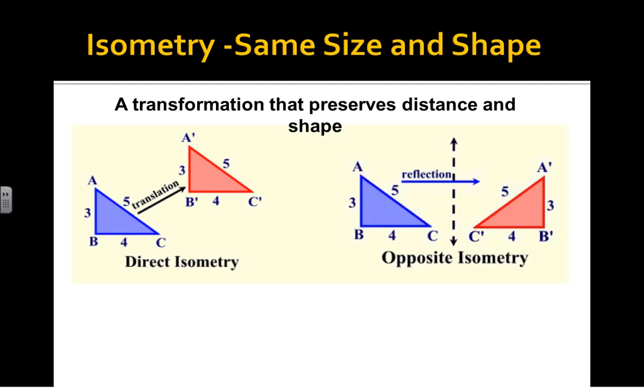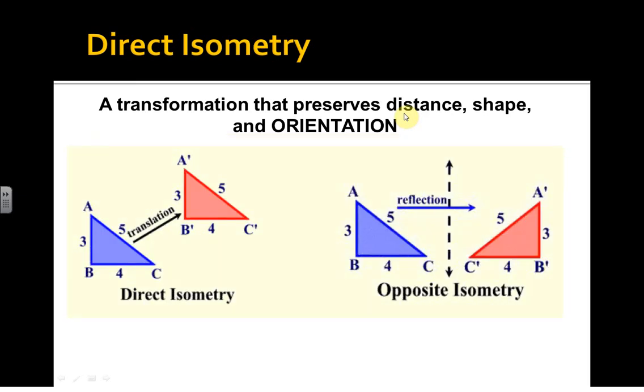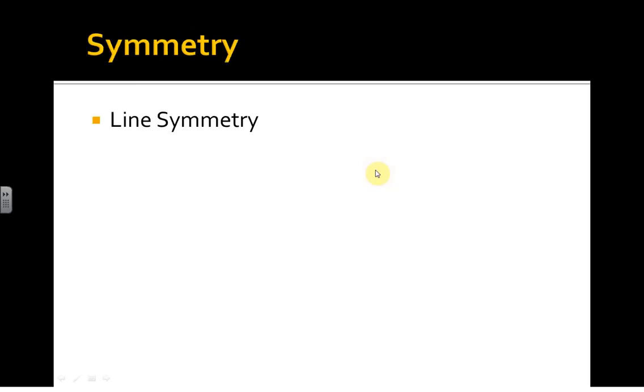So if I were to ask you what isn't an isometry, which is just same size and shape, that would be a dilation, because a dilation changes the size. If I were to ask you what isn't a direct isometry, the answer is always reflection, because the order of the letters changes, the orientation, the order of the letters. So again, translation, rotation are direct isometries. Reflection is an opposite isometry.